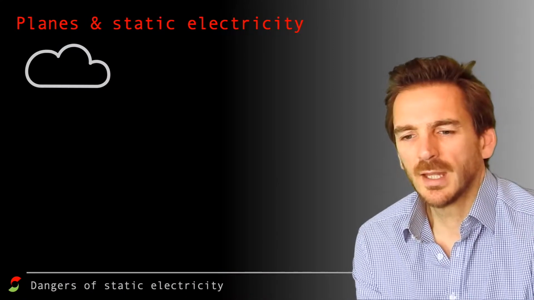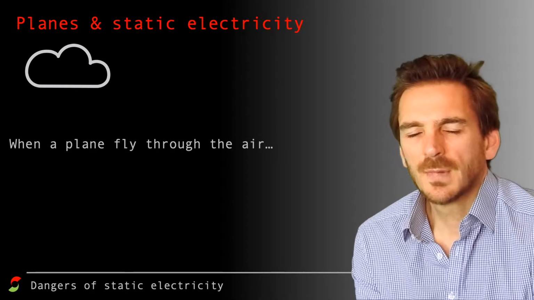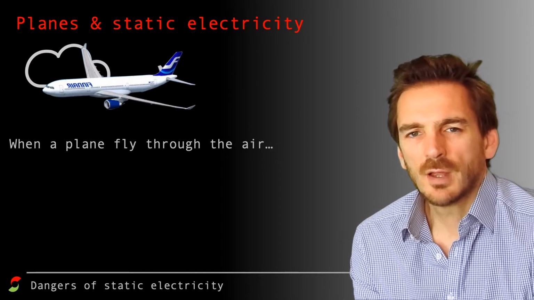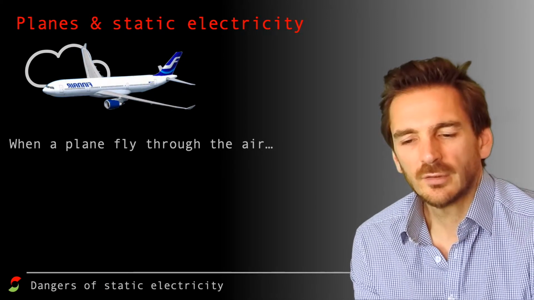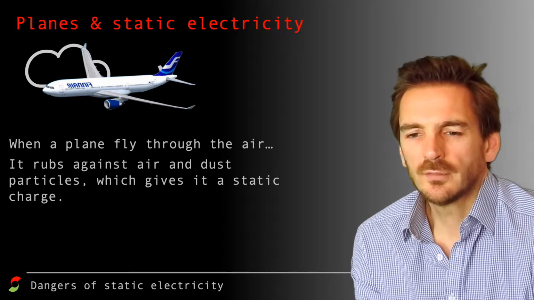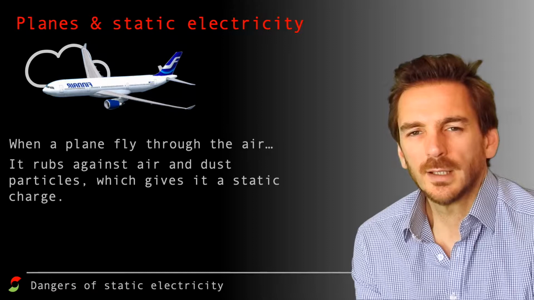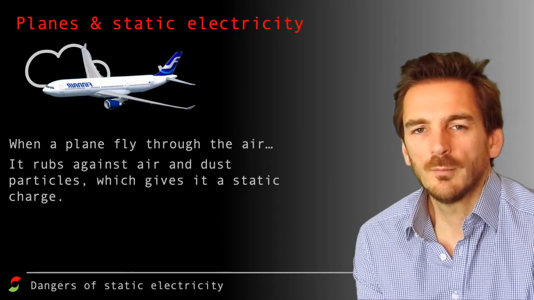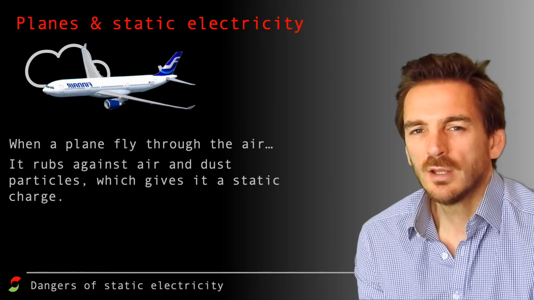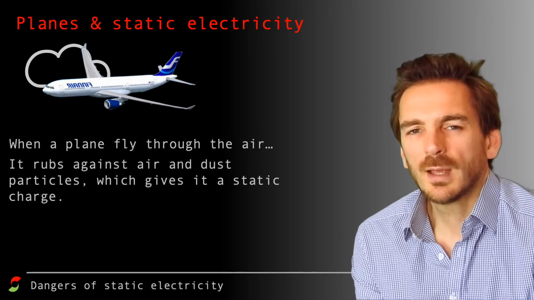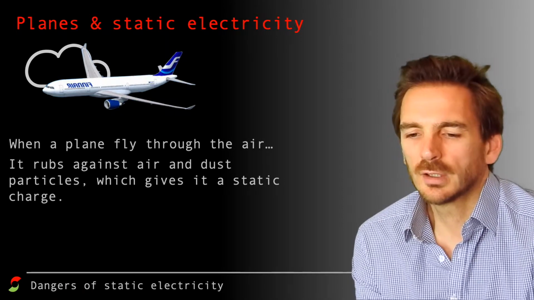Okay, planes and static electricity. Well, planes, when they fly through the air, rub against the air particles, and that can cause static charges to build up. And it will remain on the plane because the plane is isolated from the Earth, so it's got nowhere to go. So on a long journey, that charge will build up, and that potential difference, that voltage between it and the Earth, will get larger and larger and larger.